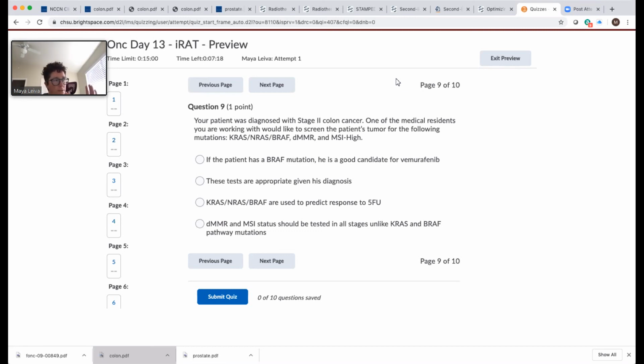So for the non-metastatic setting, we do still want to do the dMMR and MSI status, because it can help us determine whether or not chemo may be very effective in those patients. So if there's an opportunity to not expose someone to chemotherapy, then we'll take that opportunity. So good job. Exactly. And anybody have questions about that? Okay.